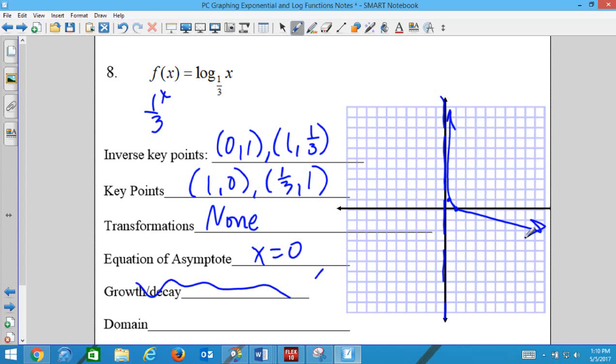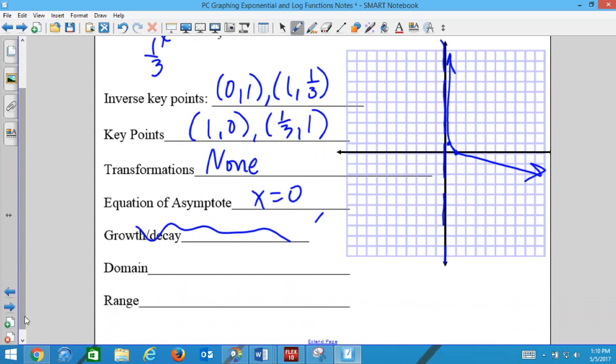Our domain is the x values. So left to right, what's our smallest x? What's our lowest x? What's our most left x? 0 to infinity. And then range is negative infinity to positive infinity.